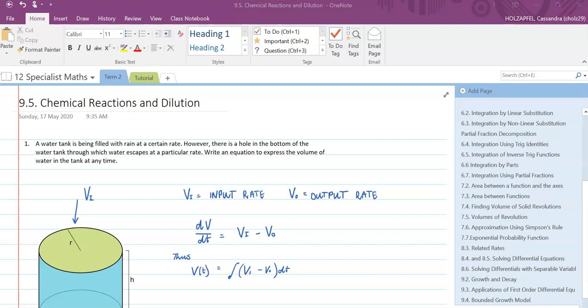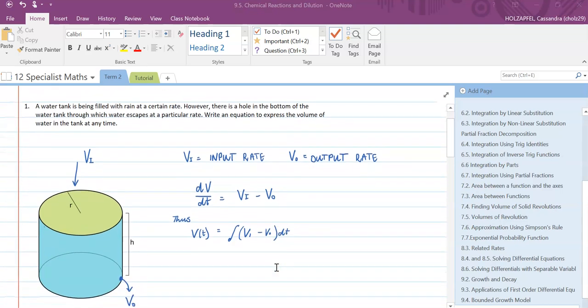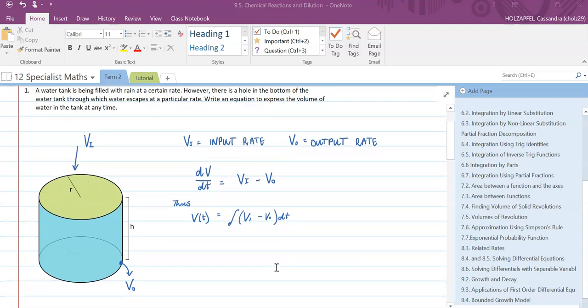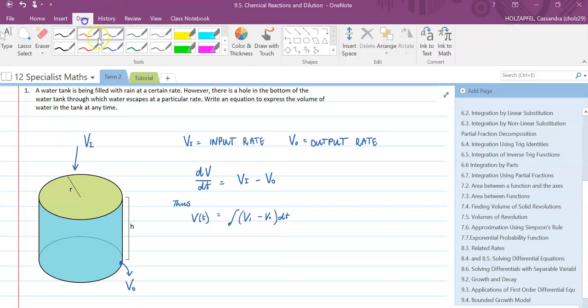A water tank is being filled with rain at a certain rate. However, there is a hole in the bottom of the water tank through which water escapes at a particular rate. Write an equation to express the volume of water at any time in the tank. Well, if we were looking at the change in volume at any time in this tank, then the change in volume is really going to be affected by how much is going in, or the rate at which this is going in. So let's draw this.